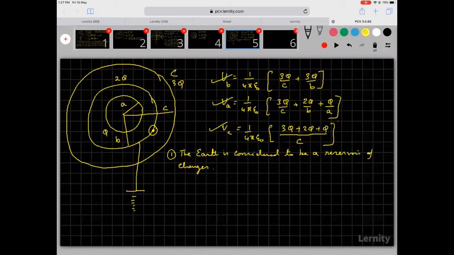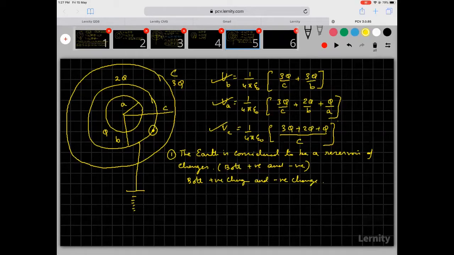Okay, the earth has an endless amount of charges, both positive and negative. That means the earth can take in positive charges. Taking in positive charges means basically giving negative charges. So the earth can take negative charges, it can give negative charges, so the earth can do anything.